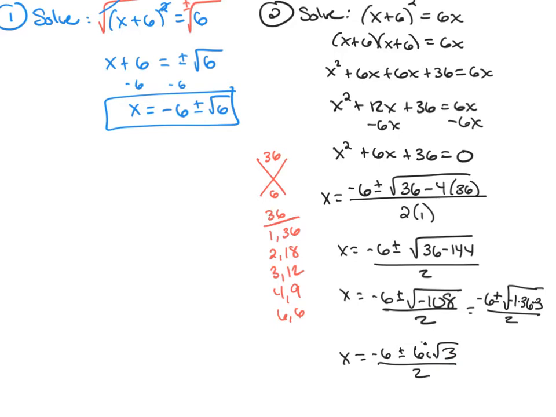Finally, for reducing purposes, the 6 and the 2 that are all outside the square root sign, if they are all divisible by the same number, then we can reduce. And since we can divide each one of them by 2, I can reduce all of those by 2. So we get x equals negative 3 plus or minus 3i root 3. Cool. Okay, let's try a couple more.